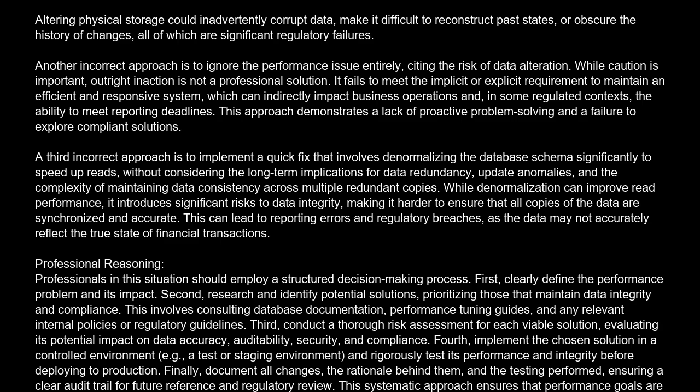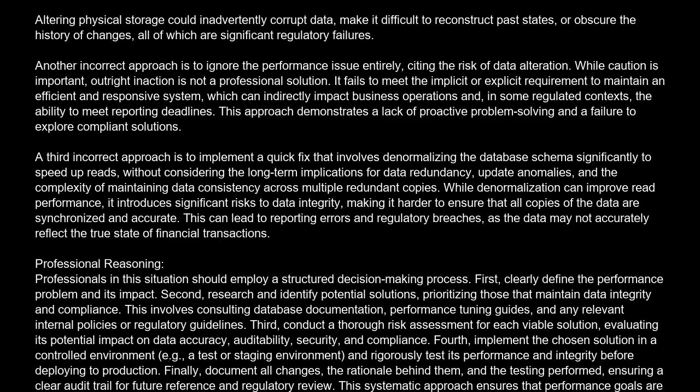A third incorrect approach is to implement a quick fix that involves denormalizing the database schema significantly to speed up reads, without considering the long-term implications for data redundancy, update anomalies, and the complexity of maintaining data consistency across multiple redundant copies. While denormalization can improve read performance, it introduces significant risks to data integrity, making it harder to ensure that all copies of the data are synchronized and accurate. This can lead to reporting errors and regulatory breaches, as the data may not accurately reflect the true state of financial transactions.